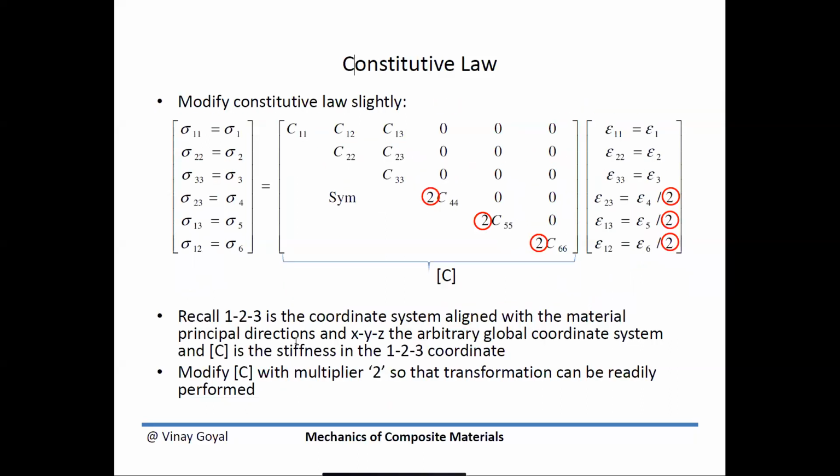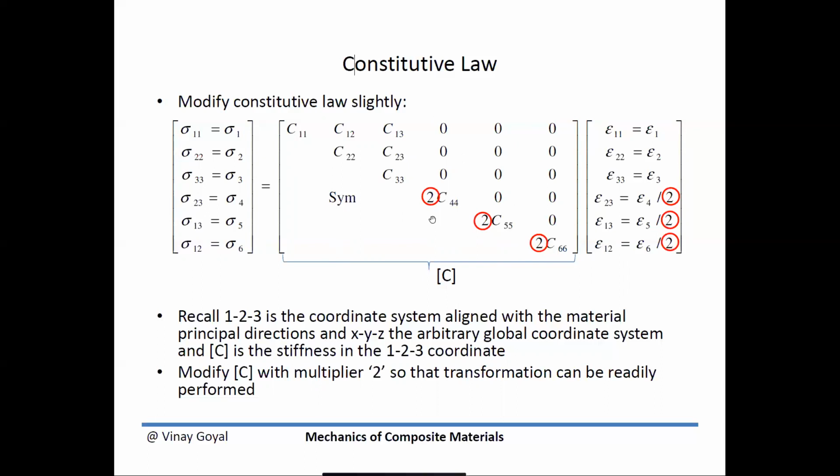I want to make a slight modification to the equations that we have here. I will multiply by 2 in the diagonal terms, and then I'll divide by 2 in the strain vector, as you can see here. You still get the same result, but we're doing that to be able to apply a couple of tricks.